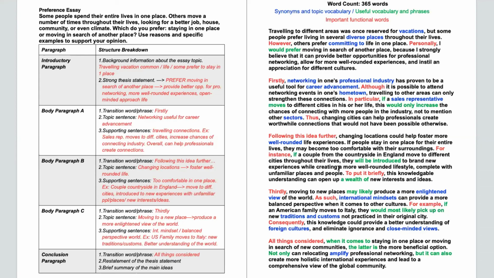Then we talked about being well-rounded. Then we talked about international mindsets and traditions and foreign cultures. And so this is all blue. Now for the green, I've also included some grammar. So here I would prefer, notice that I use a lot of conditional. So here in the first example, I have if plus present simple and would plus the bare infinitive.